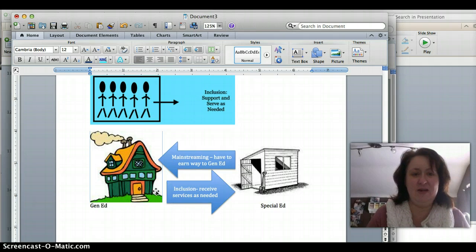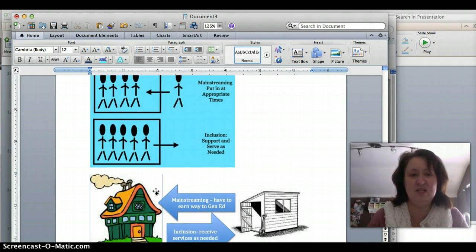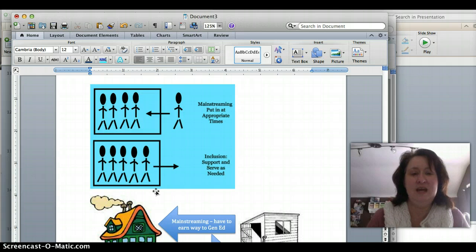So when you're thinking about inclusion versus mainstreaming, know that the terminology that we're going to use is inclusion, not mainstreaming. And when people use that alternate term mainstreaming, you might want to give them that little lesson of history and use either one of these picture representations to help them understand the difference, and that we want kids to be included, not mainstreamed.